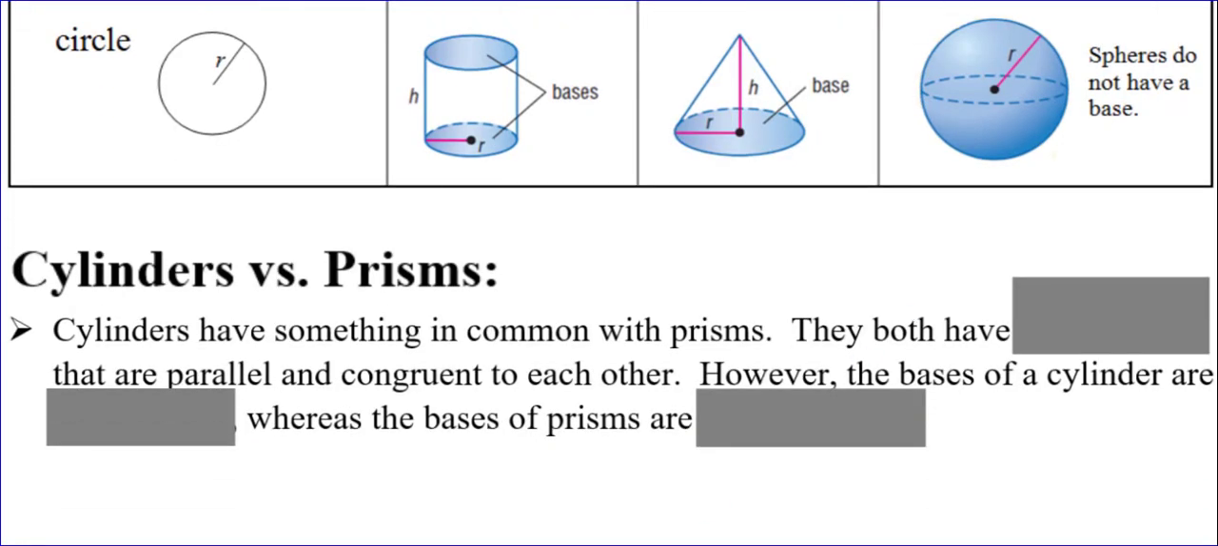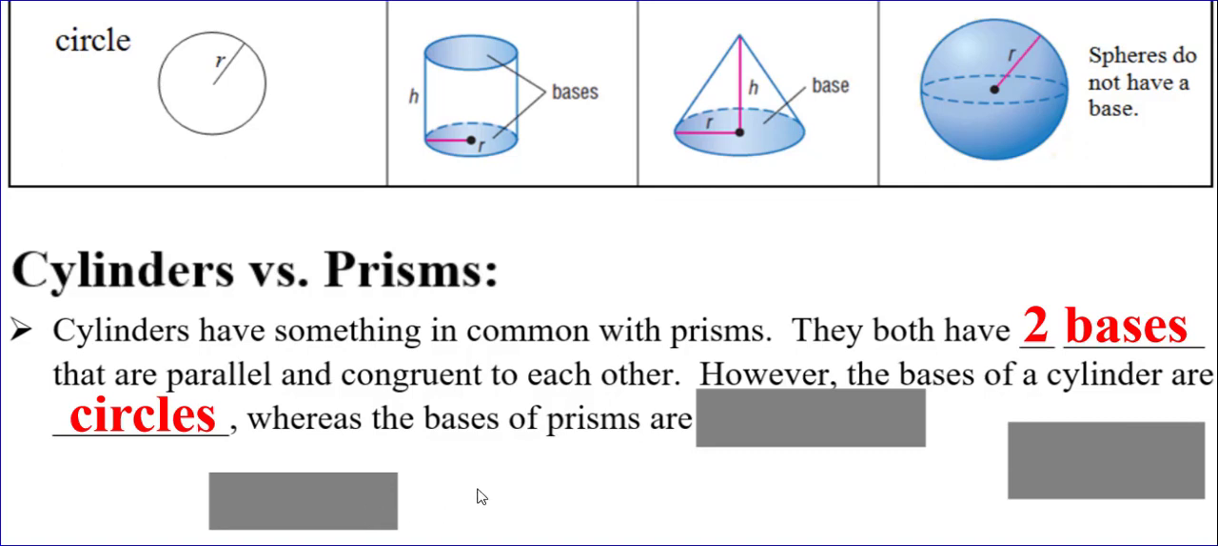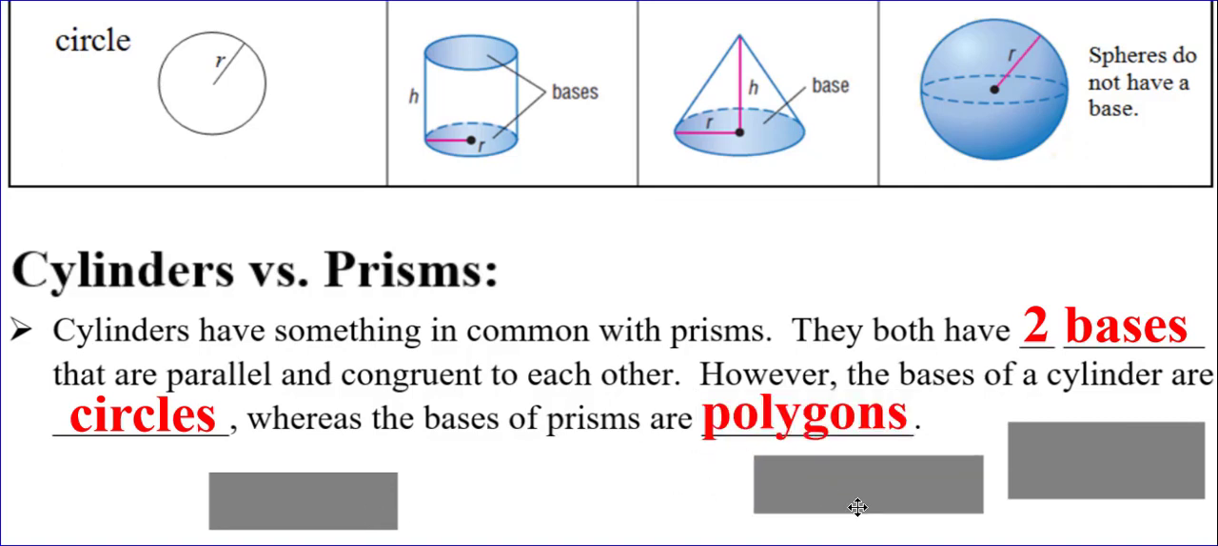So let's compare cylinders to prisms. I actually kind of already did this if you were listening earlier. Cylinders have something very much in common with prisms. They both have 2 bases, to fill in those blanks, that happen to be parallel and congruent to each other. However, the bases of a cylinder will always be circles, whereas the bases of prisms will always be polygons. If you have to pause the video to fill in those blanks, feel free to do so.